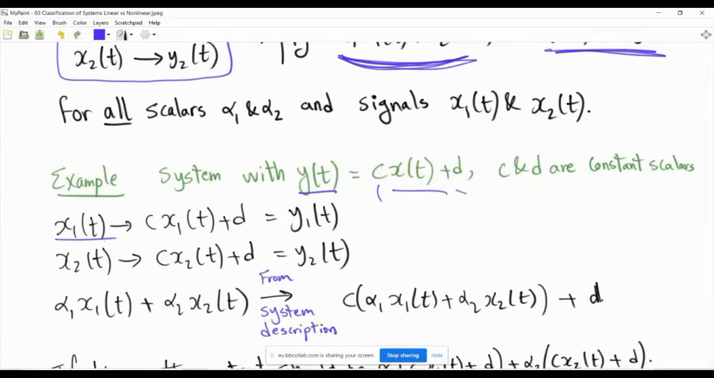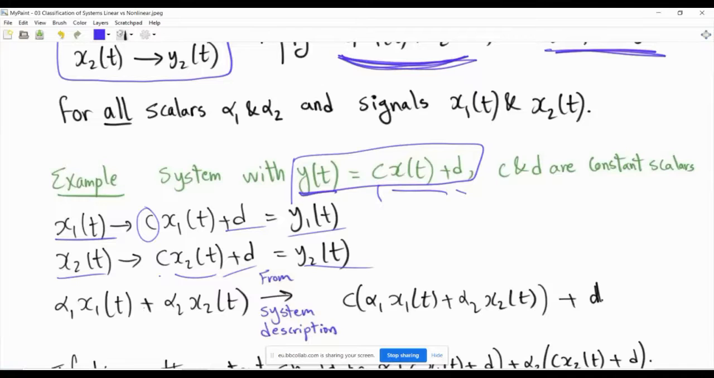So you give the system x1 of t. From the definition of the system, this is the description of how the system operates: if you give it x1, it will scale x1 by c, and then it will add d, and this will be y1 of t. If you give it x2, it will multiply x2 by c, then add d, and this will be y2 of t.